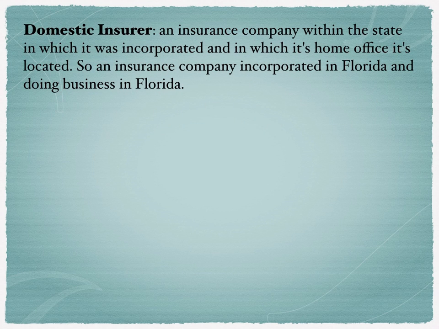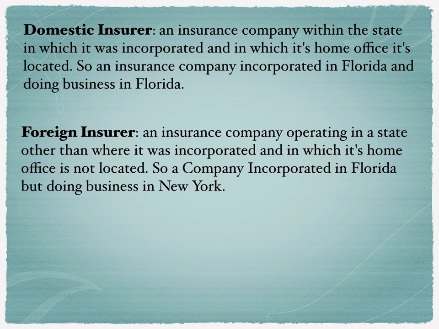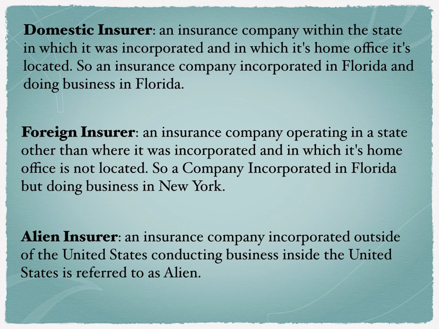Domestic insurer: an insurance company within the state in which it was incorporated and in which its home office is located. So an insurance company incorporated in Florida and doing business in Florida. Foreign insurer: an insurance company operating in a state other than where it was incorporated and in which its home office is not located. So a company incorporated in Florida but doing business in New York. Alien insurer: an insurance company incorporated outside of the United States, conducting business inside the United States, is referred to as alien.